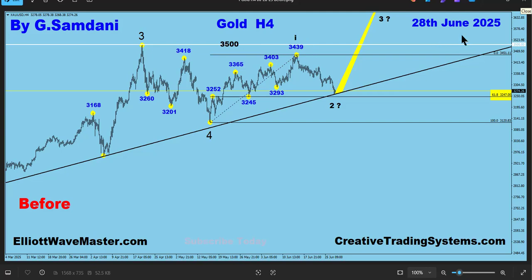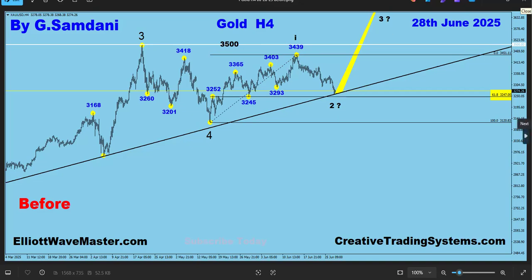So on 28th June, I made this chart, gold H4, and this is my Elliott wave count: wave 3, 4, and then we're supposed to go for wave 5. And then we have wave 1, 2, and then I said we're going to go up for wave 3 or wave 5. I made a mistake here in the Roman count. This should be wave 2, wave 3, but that's how.